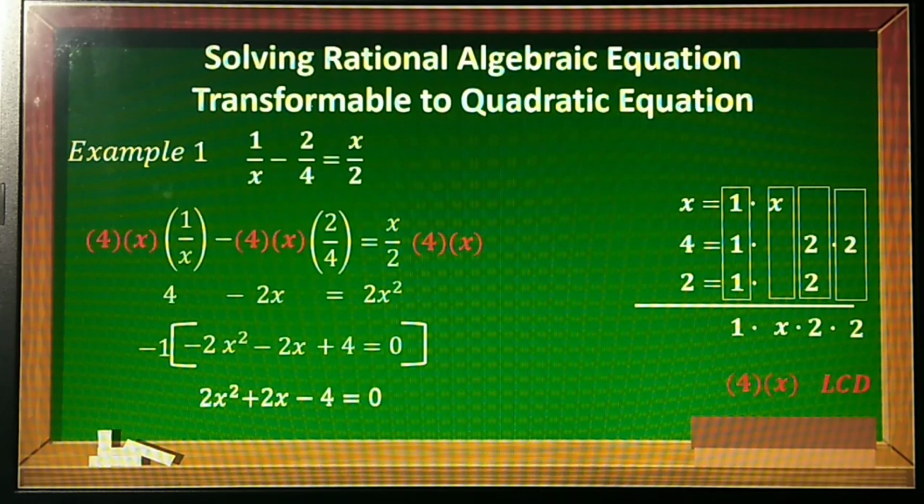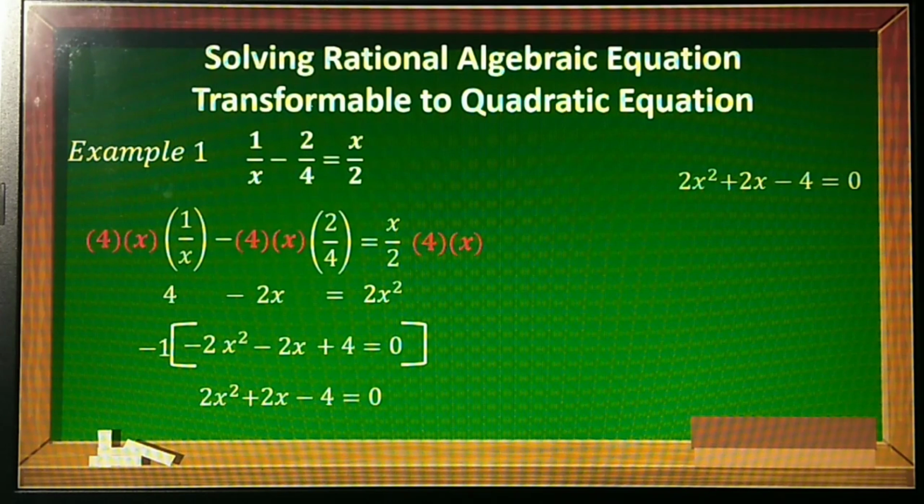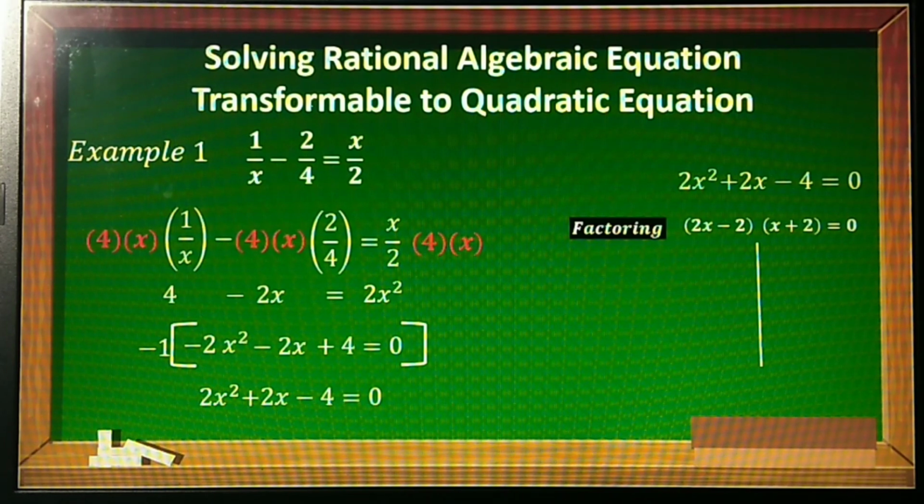Next, we will find the roots of this equation by using factoring. Okay, so the factored form of this trinomial would be 2x minus 2 quantity times quantity x plus 2 is equals to 0. Applying the zero product property, as we said, each factor equal to 0. So, first factor is 2x minus 2 equals 0. Then, the second one is x plus 2 is equals to 0.